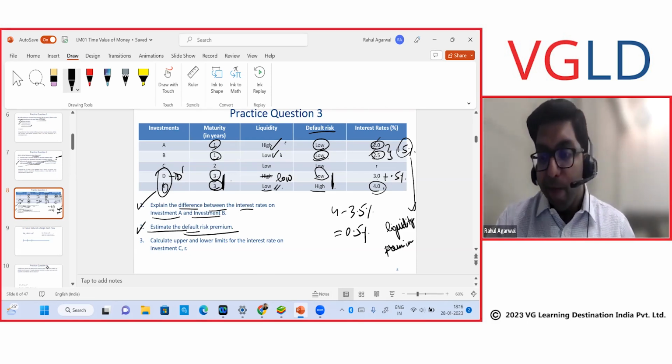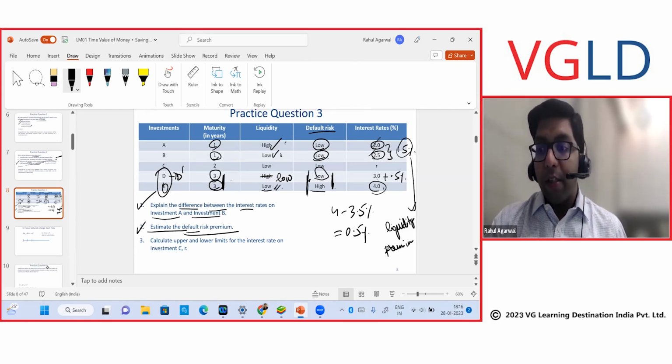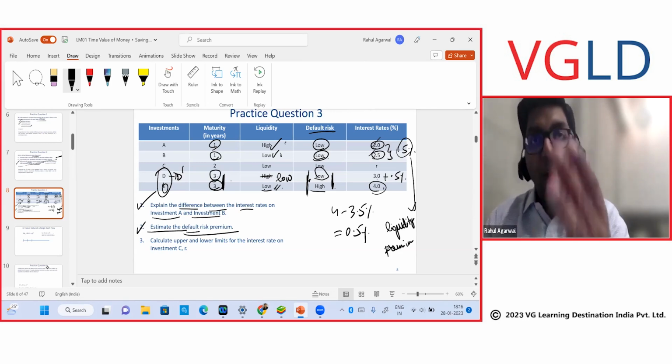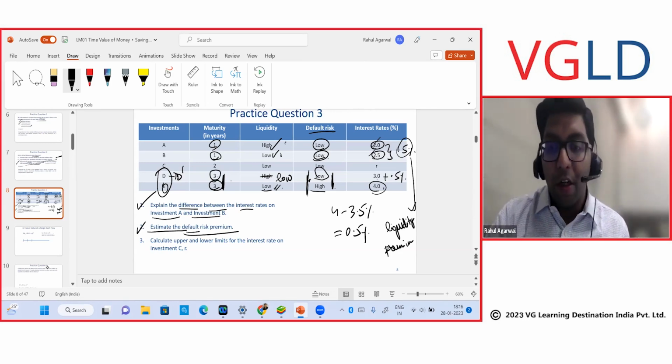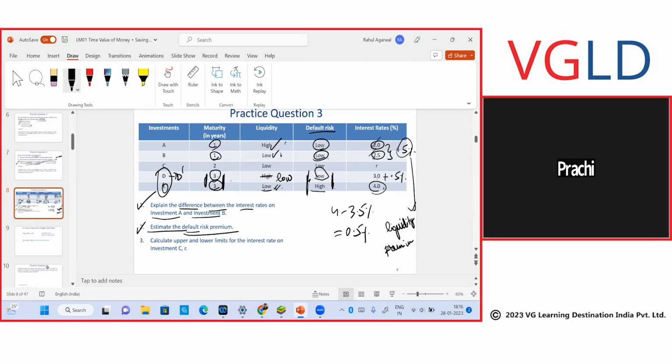When I check D and E, I notice that there is a difference in liquidity. There is a difference in default also. But I just want to know the default component. How will I know that? Simply, I added the liquidity premium here by considering this as low. So the difference between the two, whatever is left, is default risk, because maturity is the same. Are you getting me? Yes, sir.